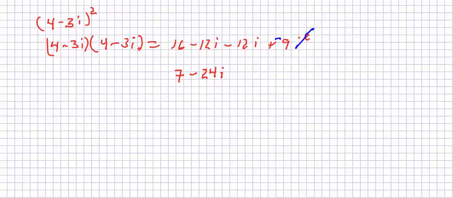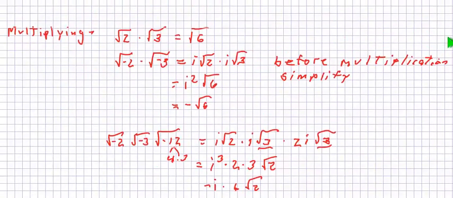The big thing to remember is when you're multiplying imaginary numbers, and even though you don't see the i, it's an imaginary number. When you're multiplying imaginary numbers, when they're in the radical form, you must simplify before you multiply.